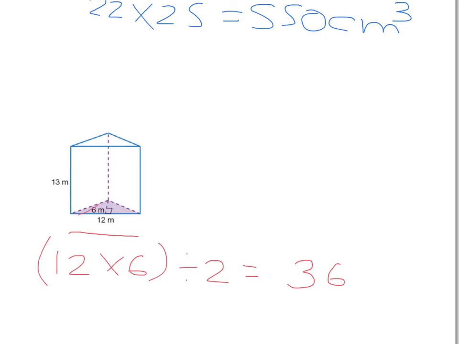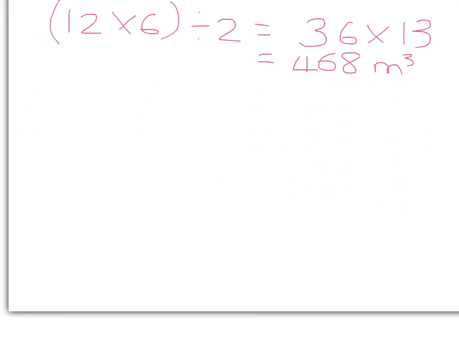So now you know what your base is. Multiply it, going up here, times by 13, and I get 468. What was it? It was meters cubed. So you work out what your triangular base is and then multiply it by your height. Let's do one more.